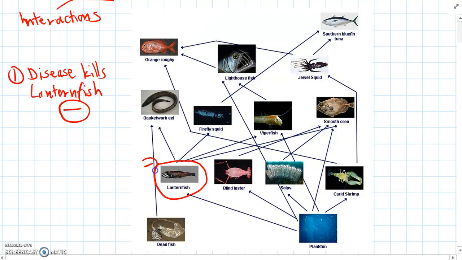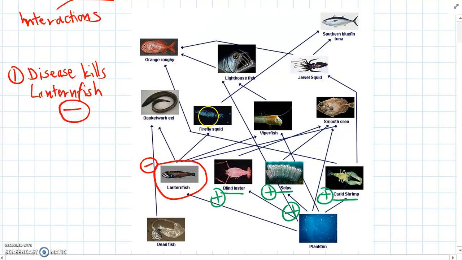So if the lanternfish numbers go down, if the population size goes down, that means that the plankton that used to be eaten by the lanternfish won't have as many predators anymore. So the plankton numbers will increase in number. And then this means that other species that are also first order consumers, like the blind lobster, the salps, and the shrimp here, are going to increase in number too, because they all have more food to eat, which is the plankton.